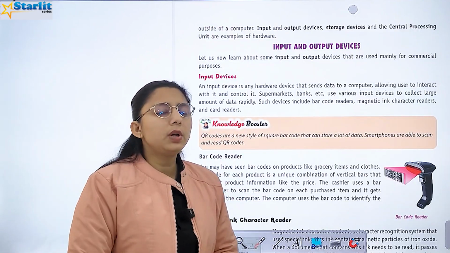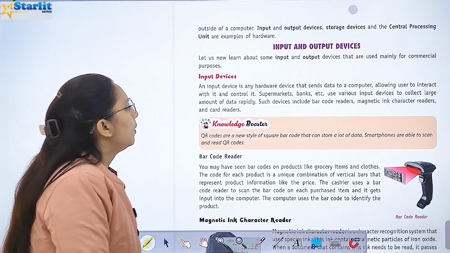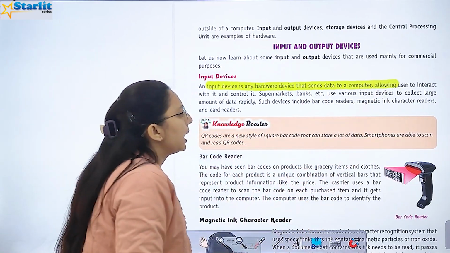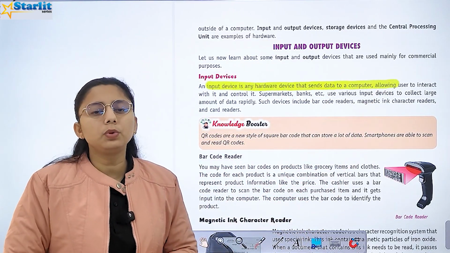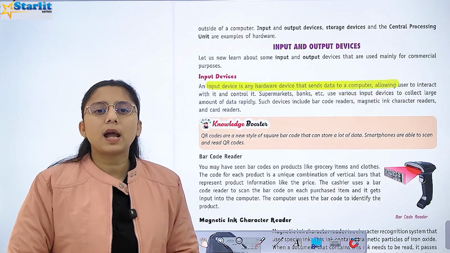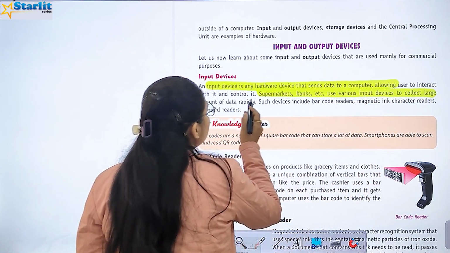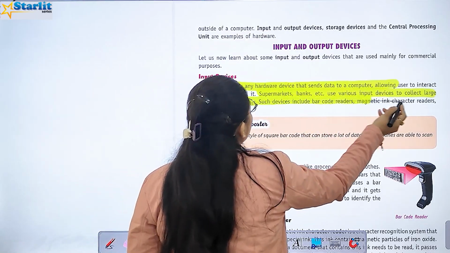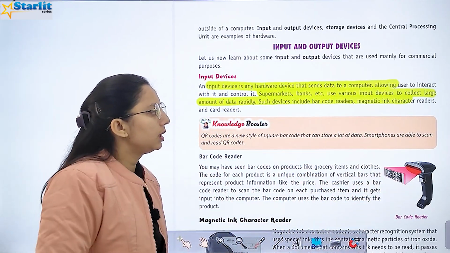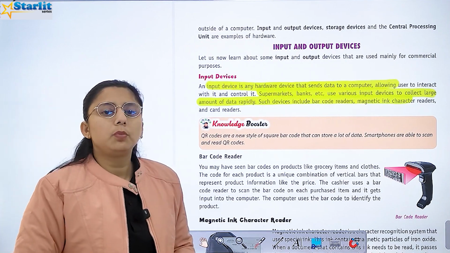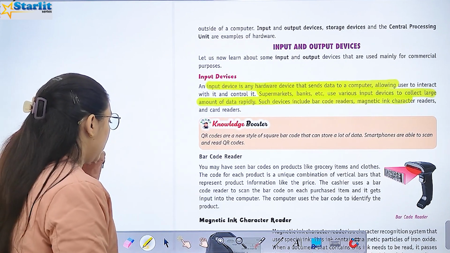Now we have input and output devices. So what are input devices? An input device is any hardware device that sends data to the computer and allows the user to interact with it and control it. Like supermarkets and banks use various input devices to collect large amounts of data rapidly. This is a barcode reader. We have magnetic ink character readers. What are these? These are input devices. Then we have the barcode reader.